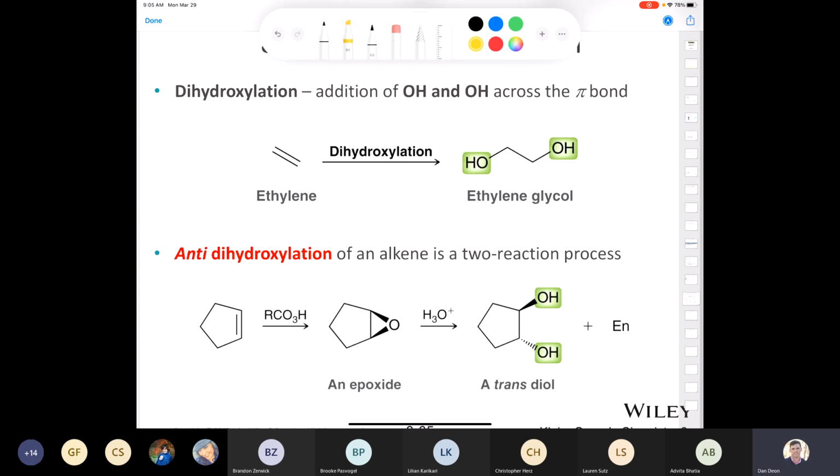So a hydroxyl, again, is just making an alcohol. So a hydroxyl is an alcohol. So if you have 2 of them, you end up with a diol, which we sometimes call a glycol. You guys know ethylene glycol, right?